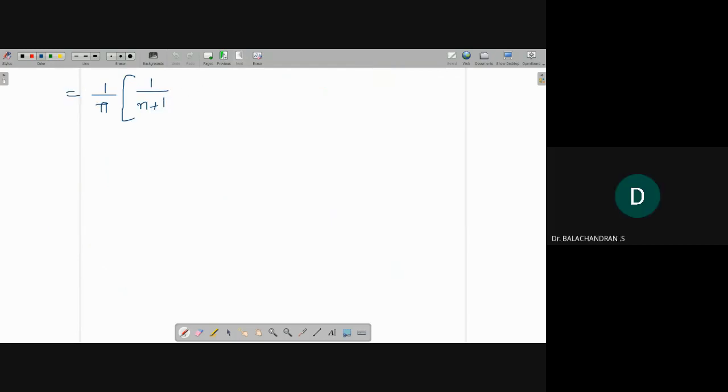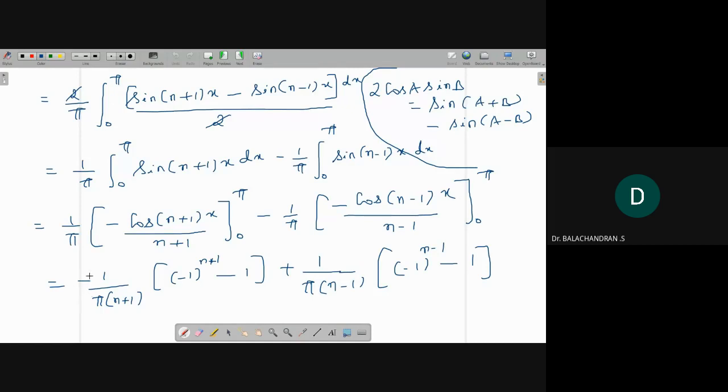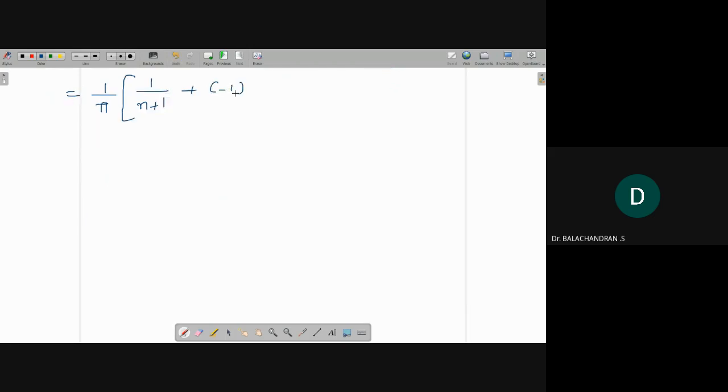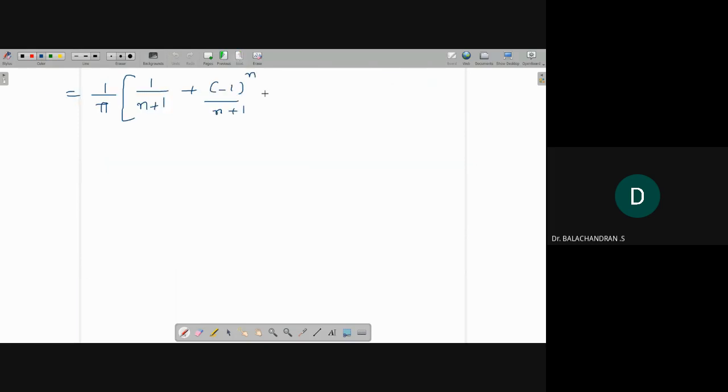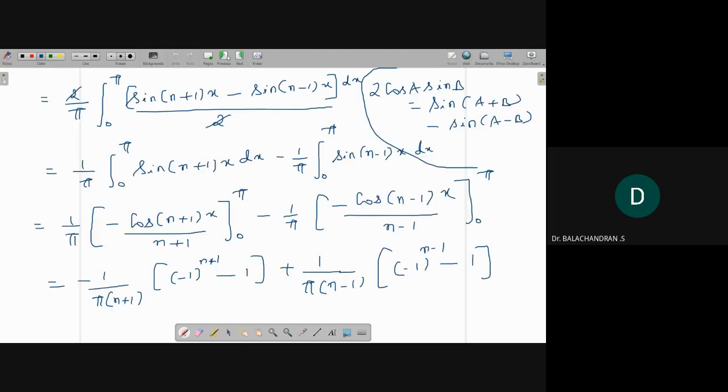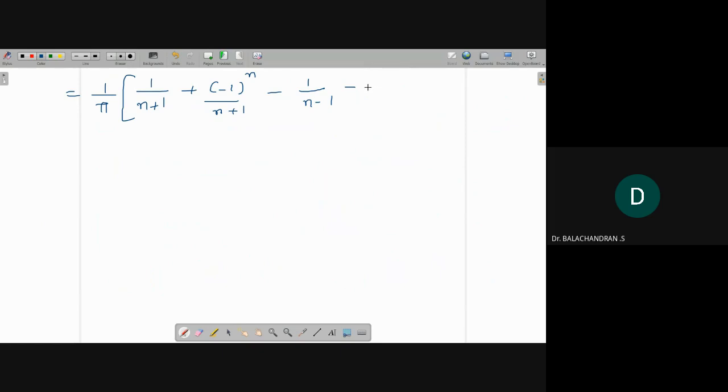Yes, sir. So instead of this, I will write plus minus 1 whole power n divided by (n plus 1). Plus, next here we have minus 1 by (n minus 1). Similarly, here I'm going to write in terms of n. That's why I'll write minus of minus 1 whole power n divided by (n minus 1).